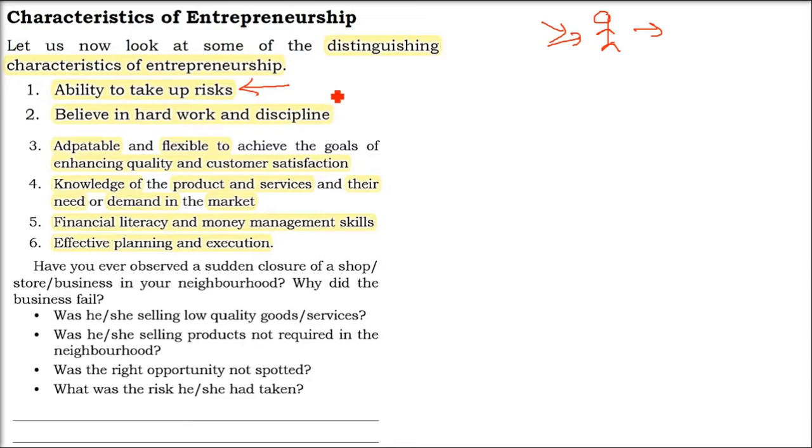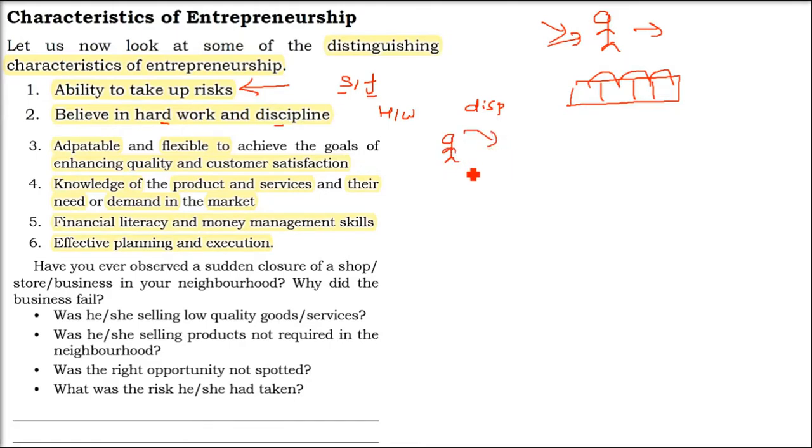First is the ability to take risk. Risk is all about accepting failure and rebounding again, because success and failure will always be there. Believe in your hard work and discipline. If you are not hardworking, you don't have perseverance, and you have no discipline, that is, you haven't planned something, you are not executing as per the plan, your work is not disciplined, you are not an entrepreneur.